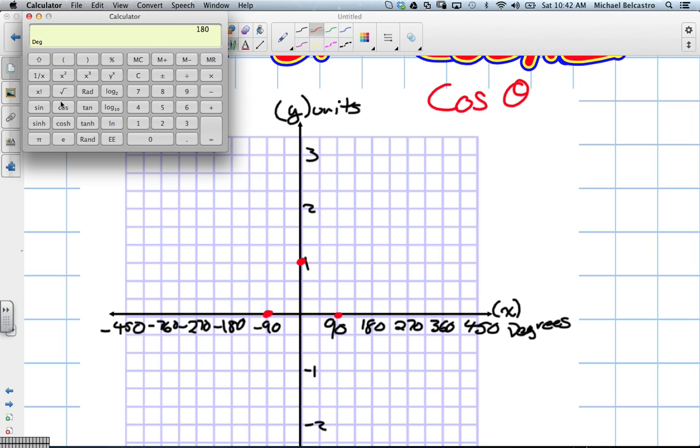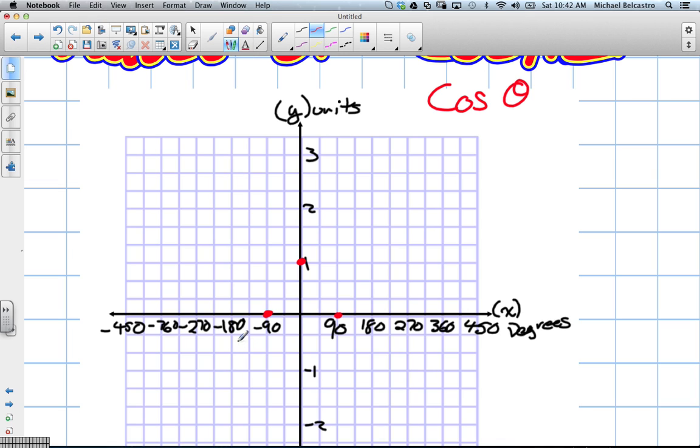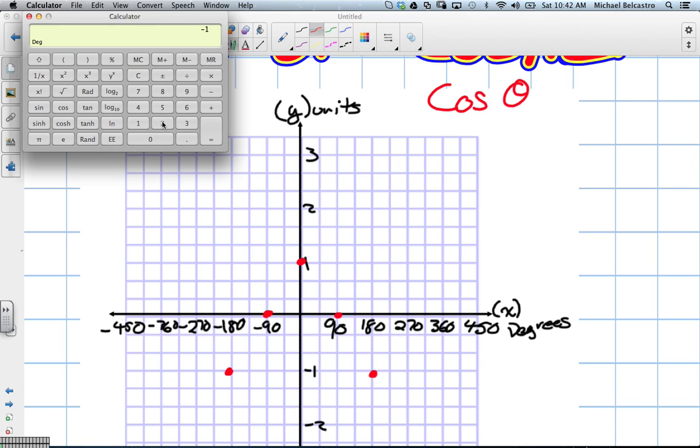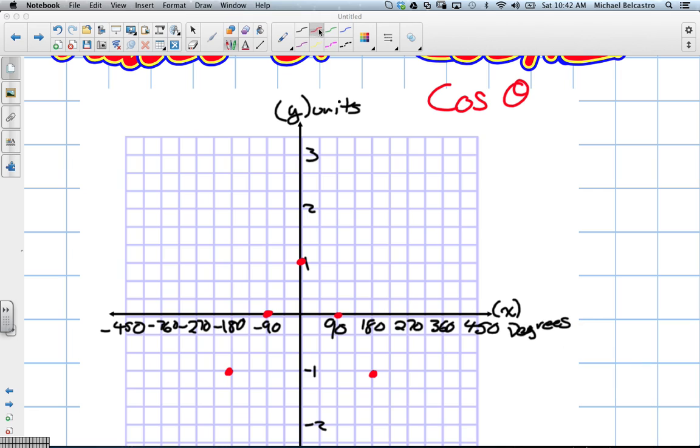Let's try positive 180. Gives us negative 1. And negative 180 gives us also negative 1. So the next value is down here. 270, what do you think is going to happen? 0 again. And then 360, back up to 1. So it looks like it's keeping an identical pattern left and right. Okay, so we'll graph it up to 360 so far. So we have a graph that looks something like this.